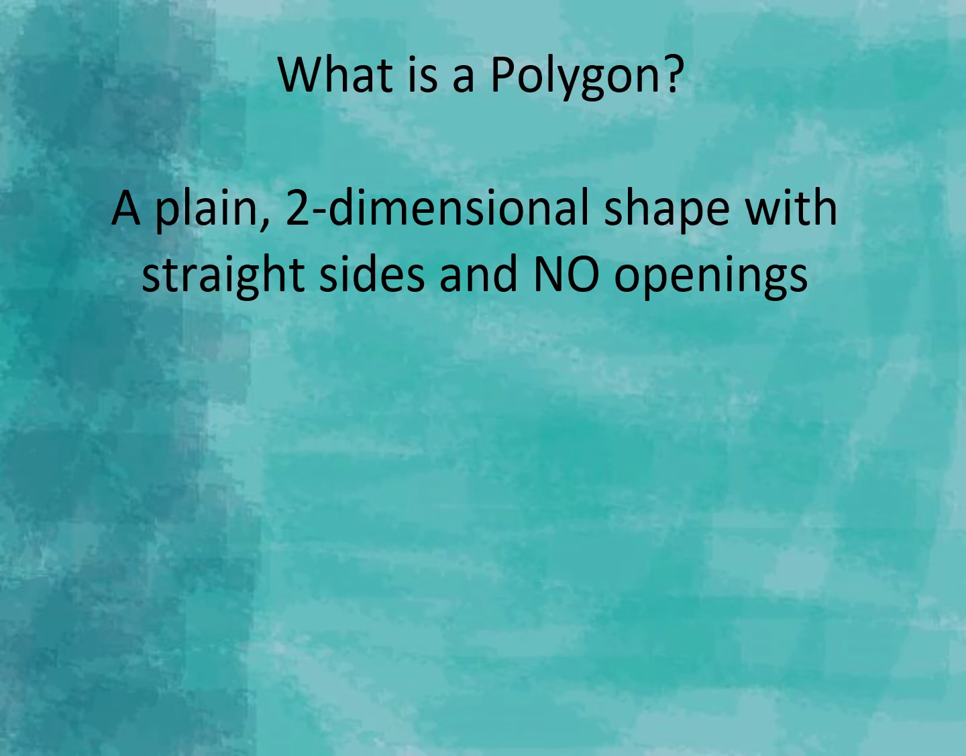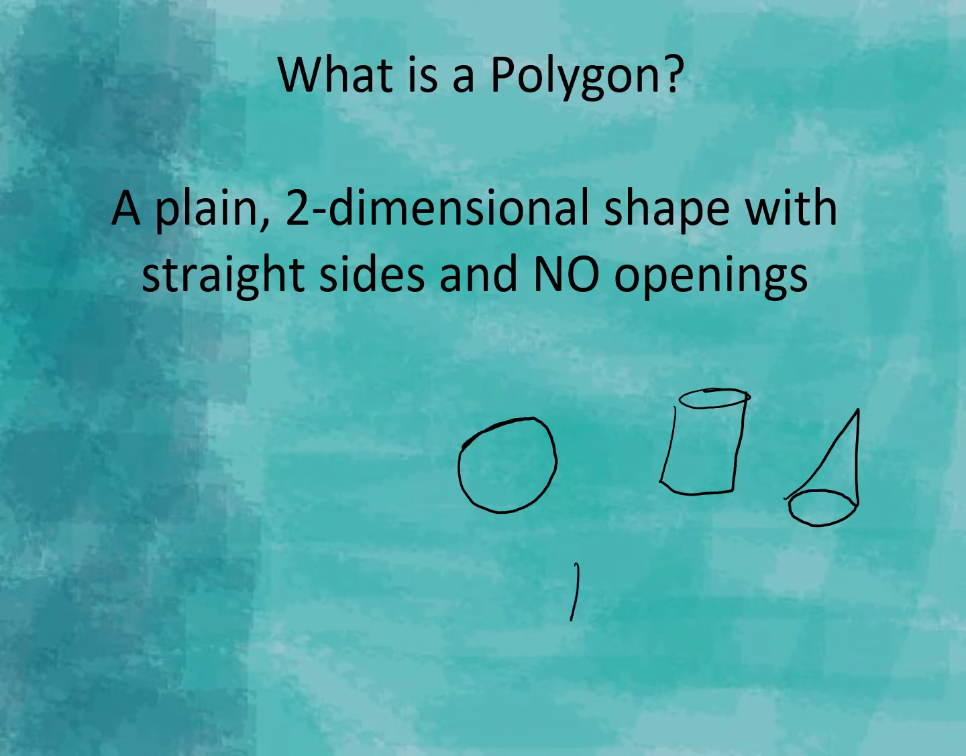Well, a polygon is a plane two-dimensional shape with straight sides and no openings. So as long as the shape has straight sides and they all are connected, it is a polygon. All right. That means a circle is not a polygon because it does not have straight sides, right? So a circle is not a polygon, nor is a cylinder or a cone or a cube, because those are not two-dimensional shapes, all right? A polygon is a two-dimensional shape.